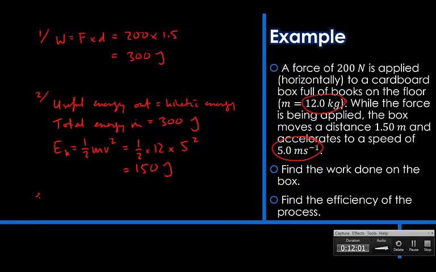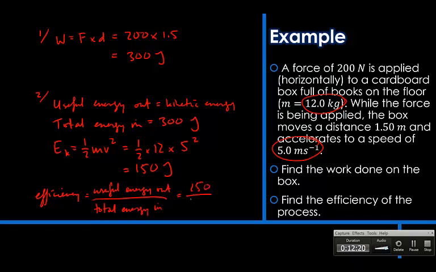So efficiency is equal to useful energy out over total energy in, which is 150 over 300, which is 0.5. So that's the efficiency. And it has no unit. We should really give it to 2 significant figures.